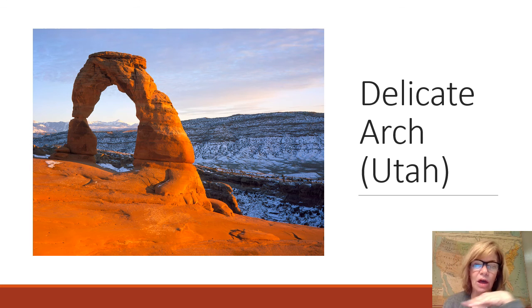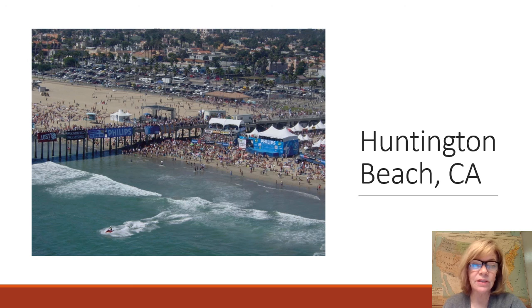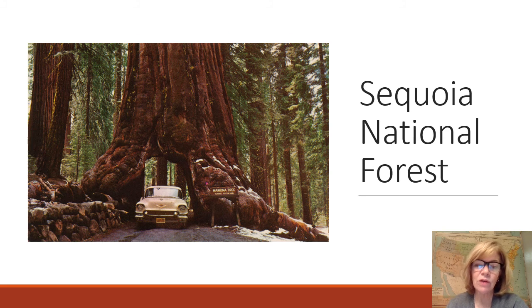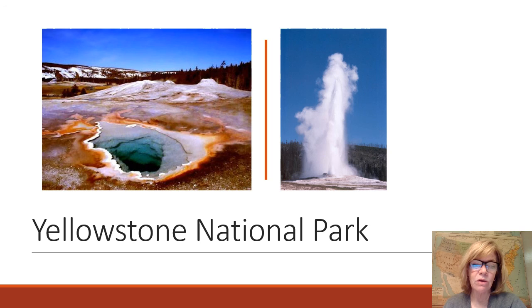Okay, and then we've got just this diverse scenery. This is Arches National Park. Beaches. This is Huntington Beach in California, right? And then Hawaii. And we talked about Sequoia National Forest before, so this is it. And then, of course, Yellowstone, Old Faithful.